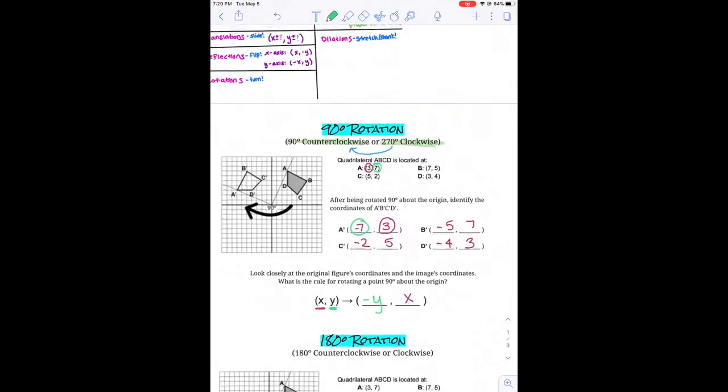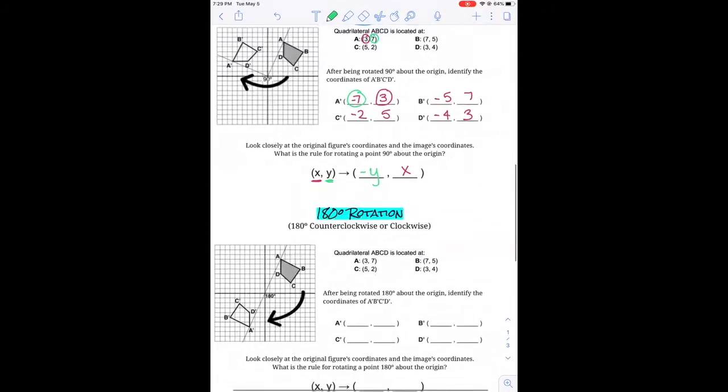And that's the same for all the other points as well. So if they give you a point and you know the X and Y value, you have to flip them, and then you have to make the Y value the opposite. That's how you would actually find these answers. You wouldn't necessarily be measuring 90 degrees on a graph. Okay, so that's 90 degrees.